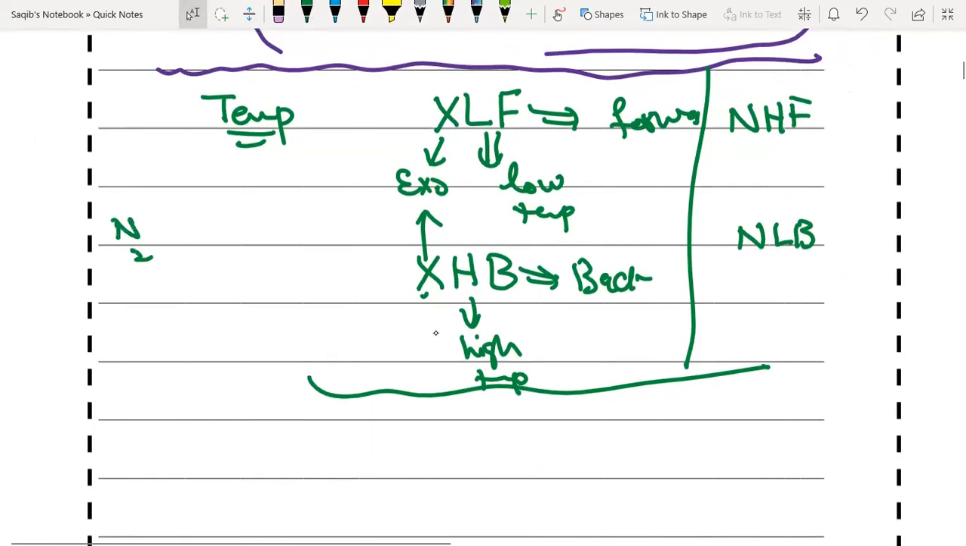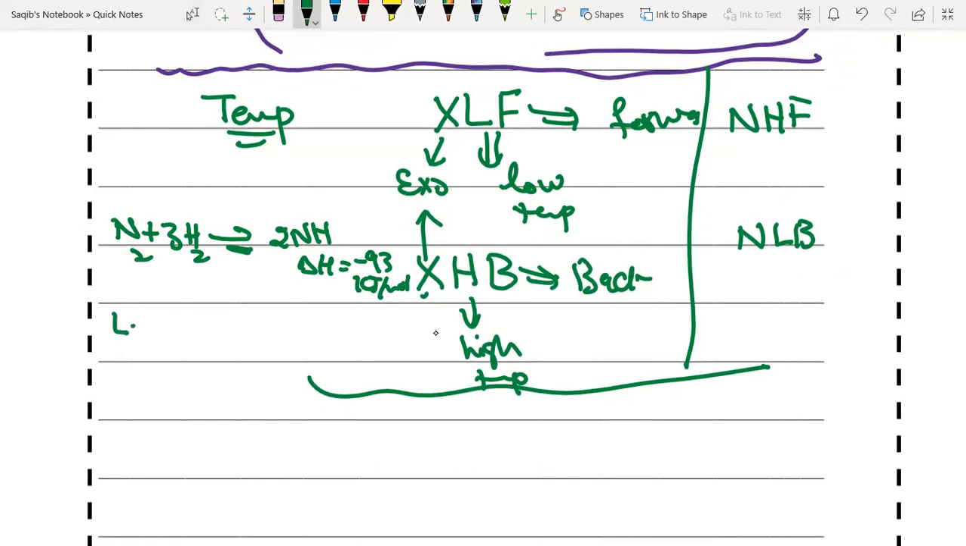Let's suppose this is the equation for the Haber process. It forms ammonia and its delta H is minus 93 kilojoules per mole. So what does it mean? It's an exothermic reaction. What will happen if I apply low temperature at equilibrium? Applying low temperature to this exothermic reaction, the reaction will be disturbed in a way that it will move forward to regain the equilibrium. The vice versa is the case when you are studying an endothermic process.